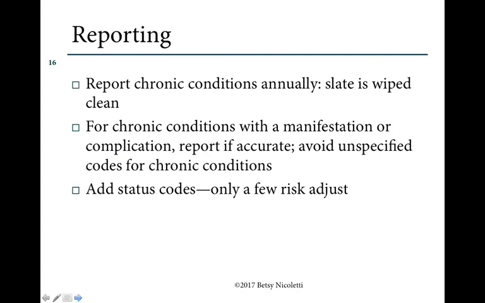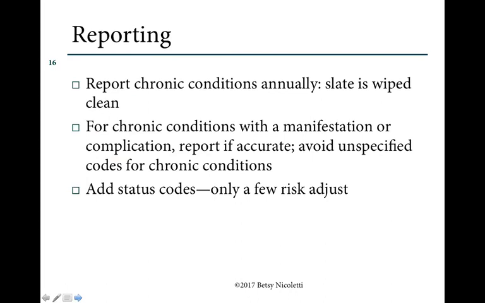For chronic conditions that have a manifestation or a complication, we definitely want to report that. So if it's a condition with hemorrhage, with ulceration, with spasm, and that describes your patient, you definitely want to report those. There are some chronic conditions where even the unspecified code has a risk-adjusted factor, but there are some that don't, or where the unspecified code has a lower risk-adjusted factor.